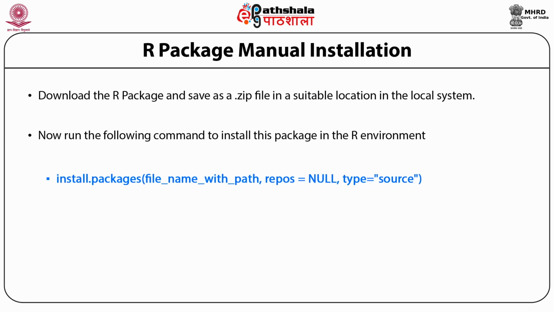To install an R package manually, first we need to download the R package as a zip file or tar file, whatever is available at the web page, and then we should run it using a command. So to install a package from the local system, we need to type the following command, that is install.packages and, in brackets, the path of the local file in the computer, then repos equal to NULL, meaning repository, and then type equal to source. It will fetch all the information and install it into the computer.